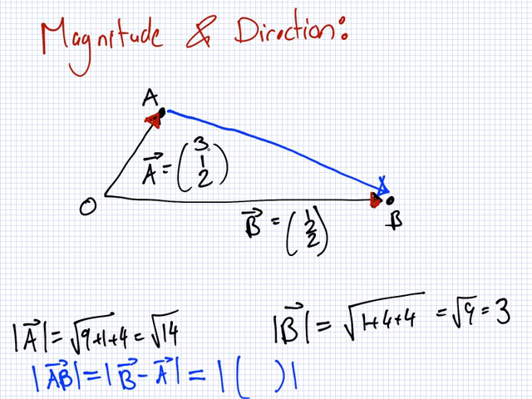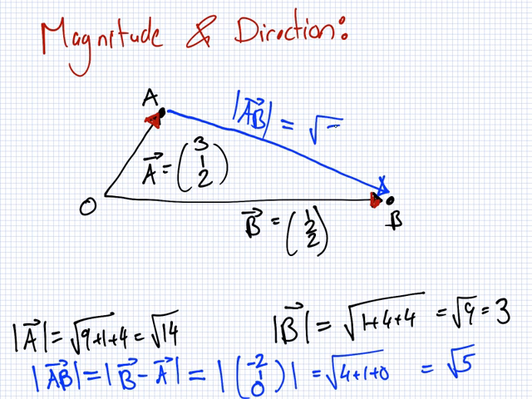So 1 minus 3, minus 2. 2 minus 1, 1. 2 minus 2, 0. So this is square root 4 plus 1 plus 0, which is square root 5. So the length of the vector from A to B, in other words, the length of AB, is root 5 units. So by using this simple formula and the magnitude formula, you can work out the distance between points in three-dimensional space.